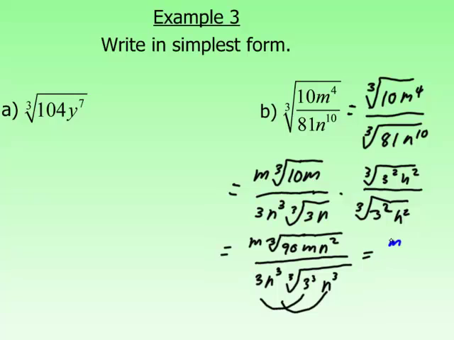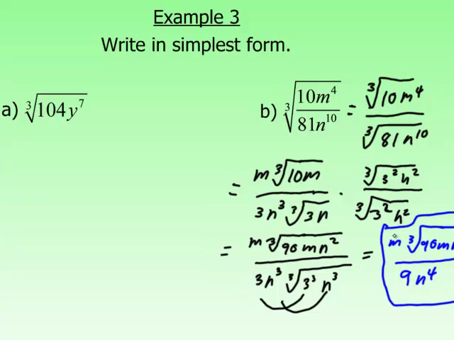So my final answer in this case is going to be m cube root of 90mn squared over, I'm pulling out another 3 here, so that's going to give me 9, and pulling out another n here, so that's going to be n to the 4th. And we no longer have a radical in the denominator. It's an ugly answer, but it would be our simplified answer. So I would just box this in. And this just takes a little bit of practice. The more you do, the better you get at it.